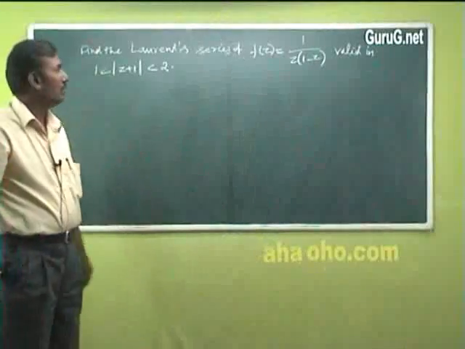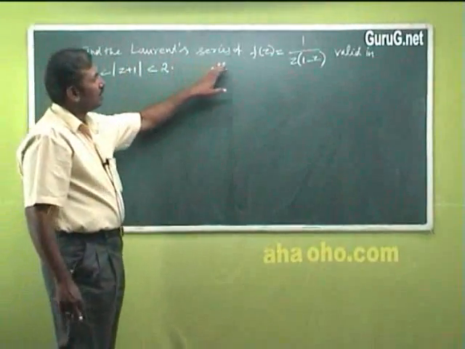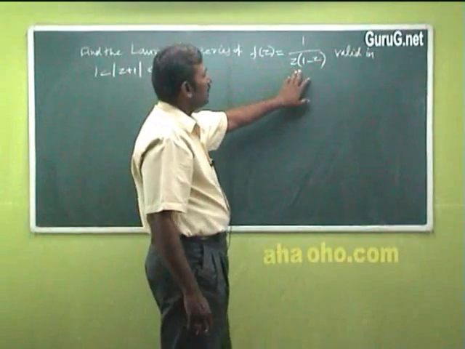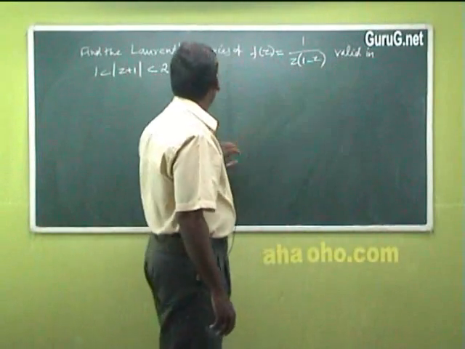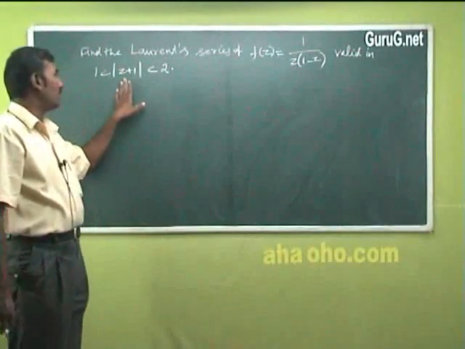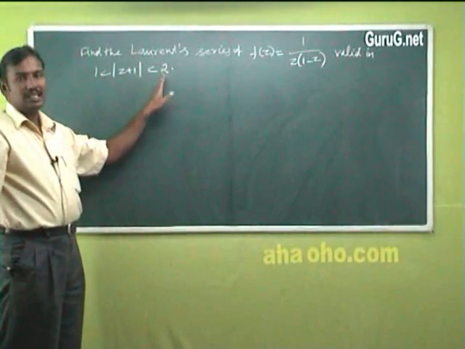Clear? Next problem. Find the Laurent series of f of z equal to 1 by z into 1 minus z, valid in the region 1 less than modulus of z plus 1 less than 2.